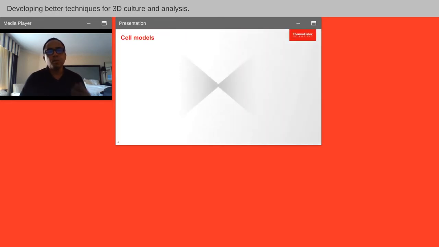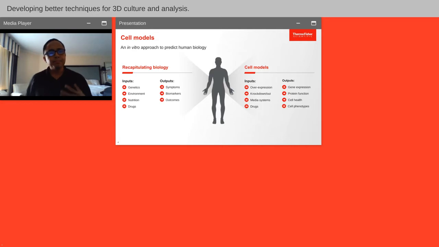Right, so why do we want to create 3D models? We want to have an in vitro approach to predict human biology. When we want to predict human biology, we need a way to mimic what we see in the human body by looking at different types of inputs that a body takes in, such as a genetic component, environment, or drugs, and have a way to measure these changes to the inputs by looking at things such as symptoms, biomarkers, or outcomes.